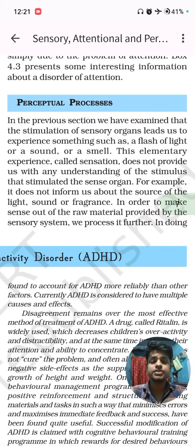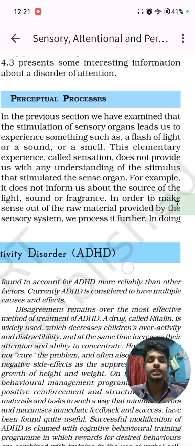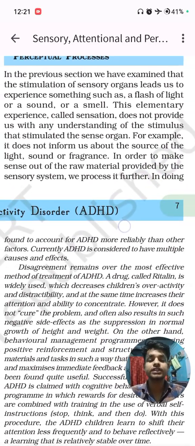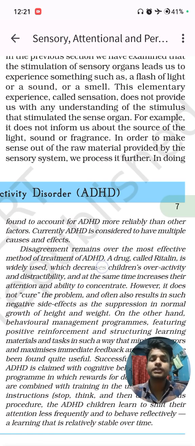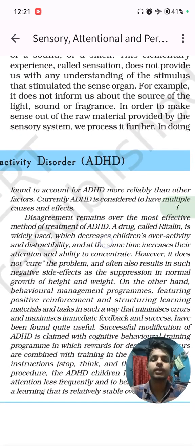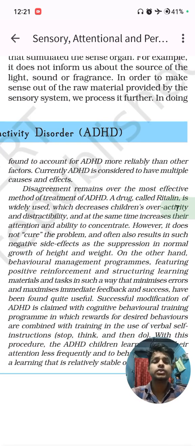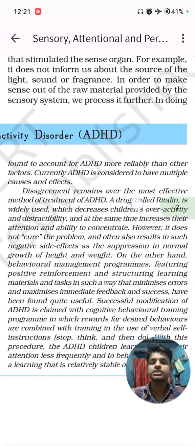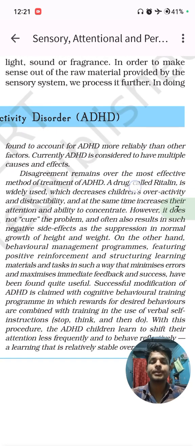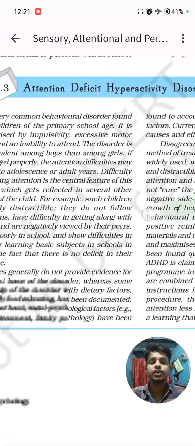Perceptual processes. In the previous section, we examined how stimulation of the sense organs leads us to experience things such as a flash of light, a sound, or a smell. This elementary experience is called sensation. It does not provide us with any understanding of the stimulus that is stimulating the sense organ. For example, it does not inform us about the source of the light, sound, or fragrance. In order to make sense out of the raw material provided by the sensory system, we proceed further.